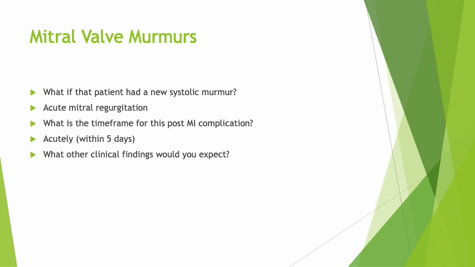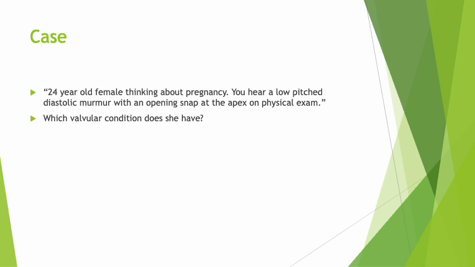And what other clinical findings would you expect with acute MR as a post-MI complication? So these patients are going to be very, very sick. If you think about it, the blood is going backwards, so it's not going forwards the way it should be. So these patients are going to present with cardiogenic shock, poor output in the setting of that blood not being able to move forwards, as well as congestion with things like pulmonary edema.